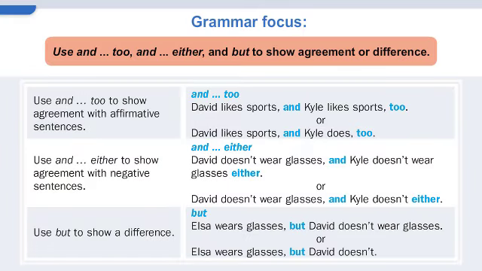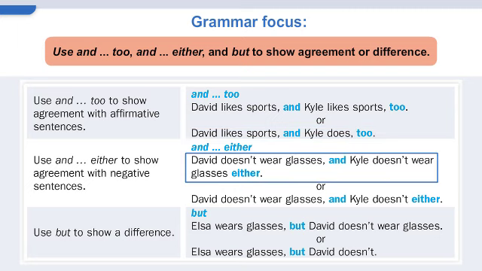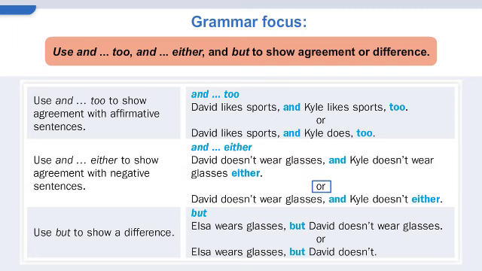Let's review. David likes sports, and Kyle likes sports too. Or, David likes sports, and Kyle does too. David doesn't wear glasses, and Kyle doesn't wear glasses either. Or, David doesn't wear glasses, and Kyle doesn't either. Elsa wears glasses, but David doesn't wear glasses. Or, Elsa wears glasses, but David doesn't.